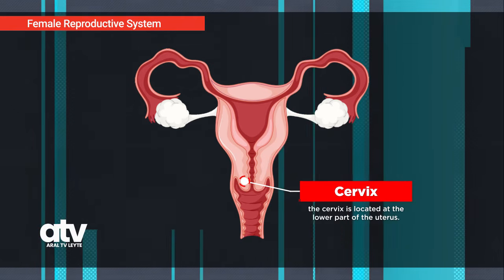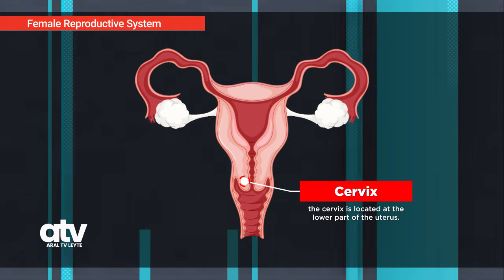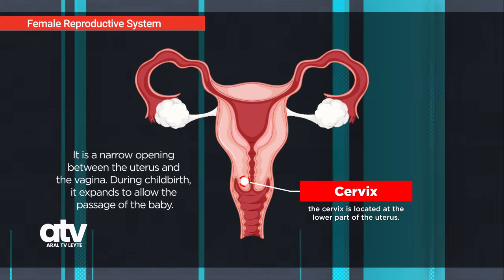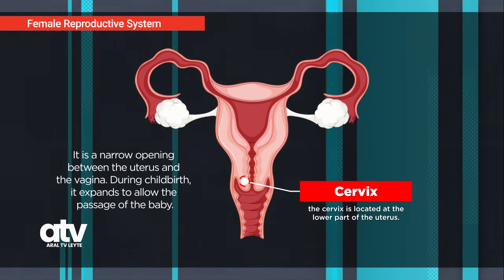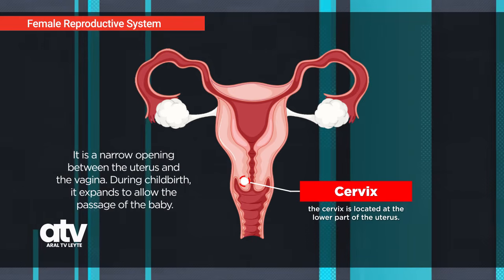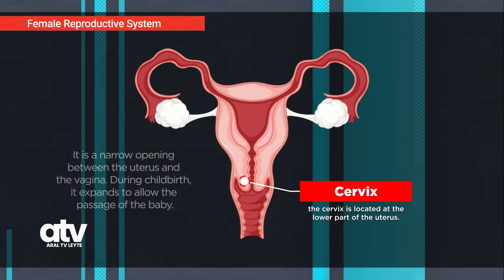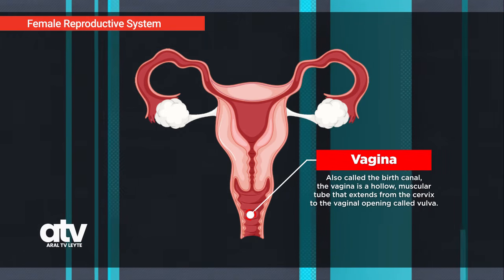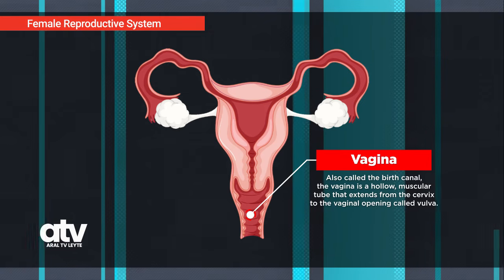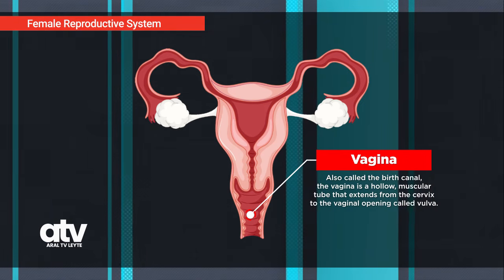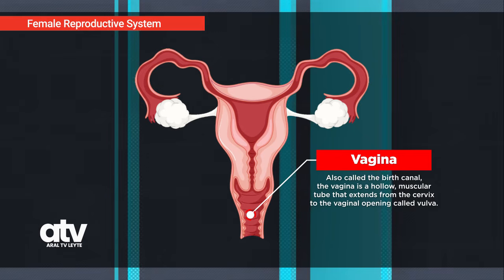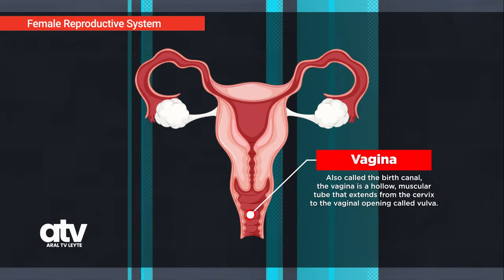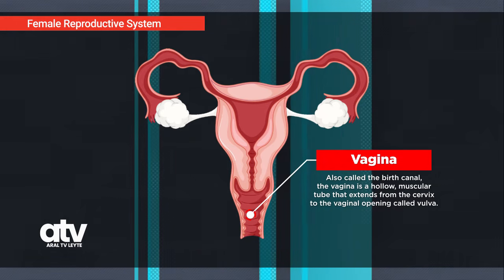Cervix. The cervix is located at the lower part of the uterus. It is a narrow opening between the uterus and the vagina. During childbirth, it expands to allow the passage of the baby. Vagina, also called the birth canal. The vagina is a hollow muscular tube that extends from the cervix to the vaginal opening called the vulva. It expands to let the baby pass during normal delivery.